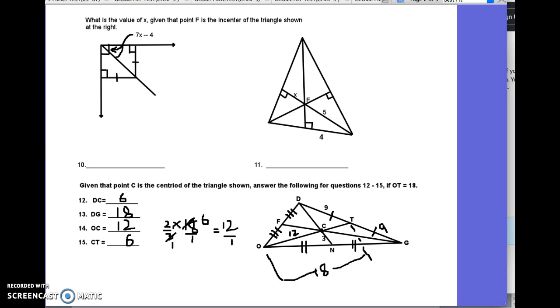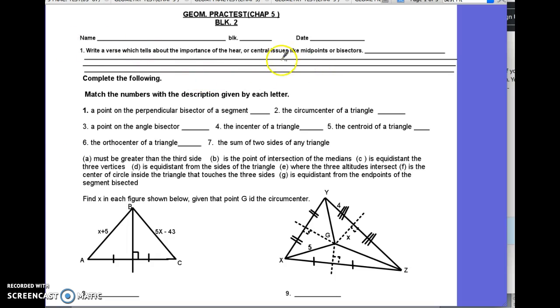And the one thing I think we never went over, which I trust you know, is the most important part really, is write a verse which tells about the importance of the heart. I think we went over that. Or central issues like midpoint or bisectors. And so the Lord said to Samuel, don't look at his outward appearance or at his physical stature, for I have refused him. For the Lord sees not as man sees. Man looks at the outward appearance, but the Lord looks at the heart. The Lord looks at the heart, the most important part.